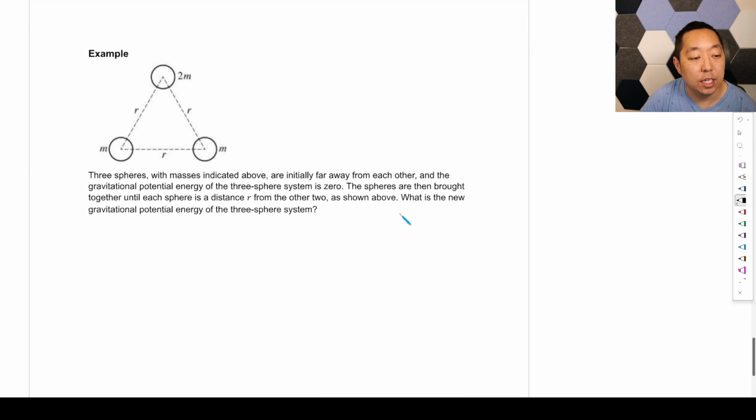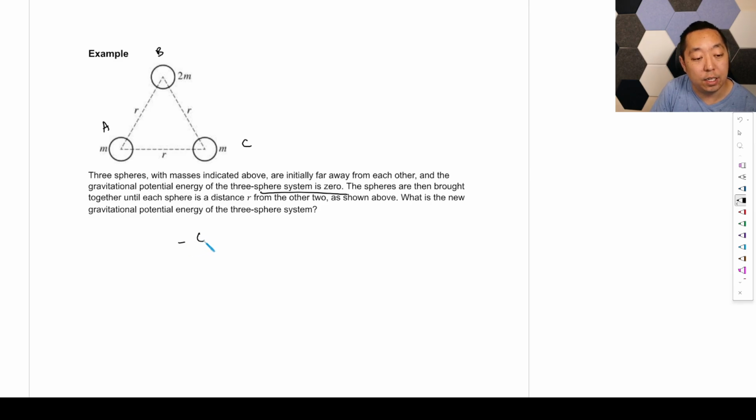Okay, so let's take a look at an example here. We have three spheres. Masses are initially far away from each other, and then the gravitational potential energy of the three-sphere system is 0, which is our normal default at infinite distance. Like that's where h is equal to 0. That's where our gravitational potential energy is 0. The spheres are brought together until each sphere is a distance r from the other two shown. What is the new gravitational potential energy of the three-sphere system? So let's call this A, B, and C.